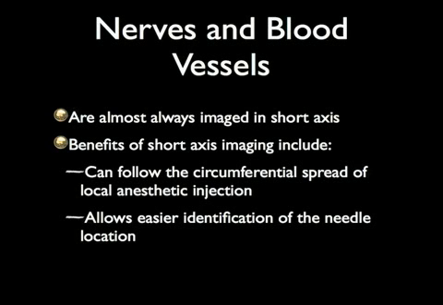With respect to imaging the nerves and blood vessels, it is almost always beneficial to image these structures in their short axis. The benefits of short axis imaging include 1. You can follow the circumferential spread of local anesthetic around the target structures, and you can also identify the needle location easier than if you were imaging these structures in their long axis.